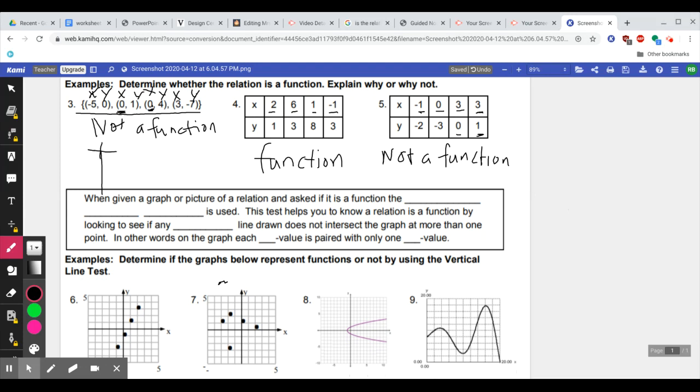Okay, so now the input, which is on the left, which is the X, is going to be a person. And the output, which is the Y, is going to be a birthday. So let's say Bob, and I'll put him as a B. Bob was born on, let's say, the 4th.